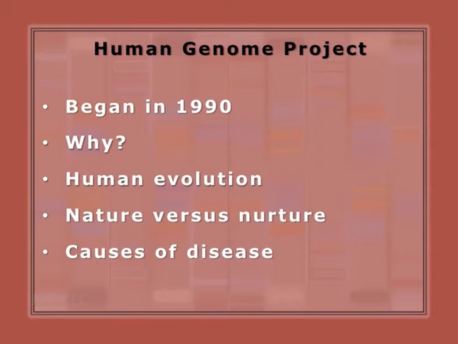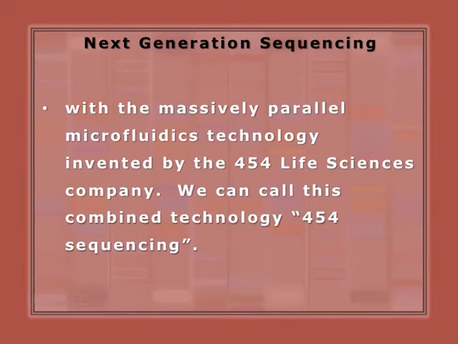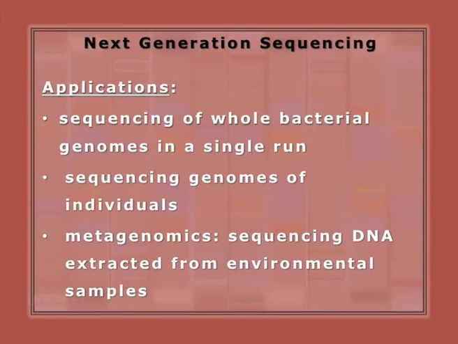In 1990, to understand the evolution of life, to understand the nature versus nurture concept, and to understand various causes of disease, that's why we started looking for next generation sequencing. There are many technologies available in next generation sequencing. The most promising one is 454 technology, which was established by the Life Sciences company. What are the applications of it? It is used for sequencing whole bacterial genomes in a single run, and sequencing genomes of individuals can be done very easily. Metagenomic studies were done very nicely.